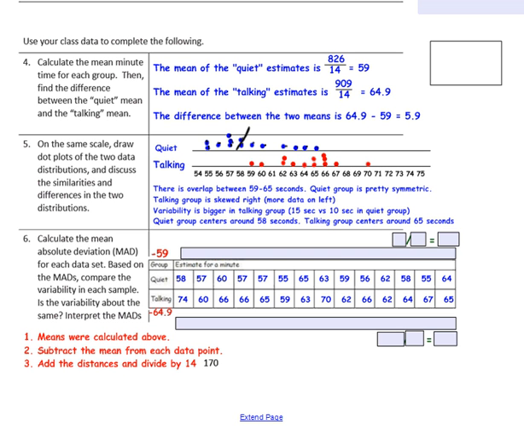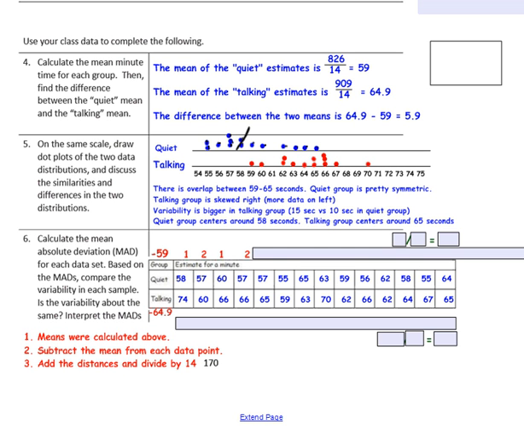Number 6, calculate the mean absolute deviation, the MAD, for each set of data. Now, when you're calculating the MAD, you want to subtract the mean and the data point. So here we have 58 minus 59 is 1, 57 minus 59 is 2, 60 minus 59 is 1, 57 minus 59 is 2.